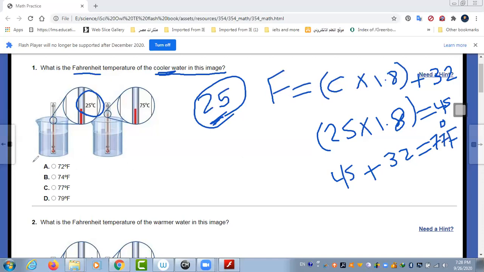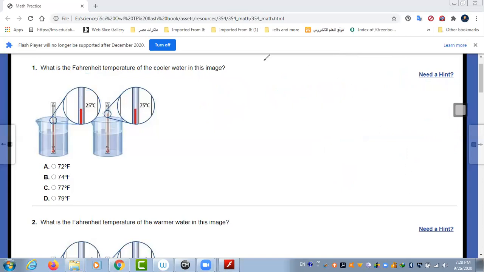70 degrees Fahrenheit. So your answer is C. This is how to convert from Celsius, which they gave in Celsius, to Fahrenheit. Okay, we'll take another example to convert from Fahrenheit to Celsius.